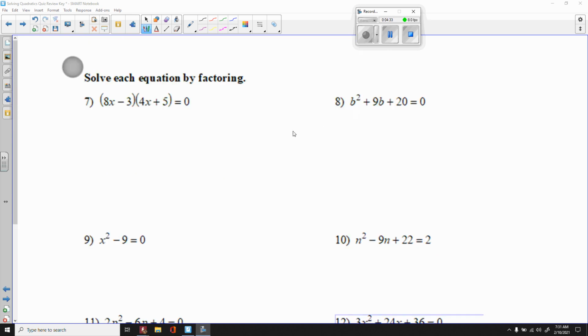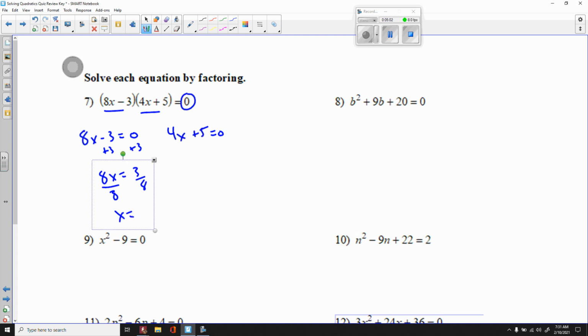Just remember how to solve by factoring. Zero product property tells me if I have 2 factors that multiply together to give me 0, both of these factors can be set equal to 0. And solving each, adding 3, 8x should be 3, divide by 8, x should be 3/8, one solution.